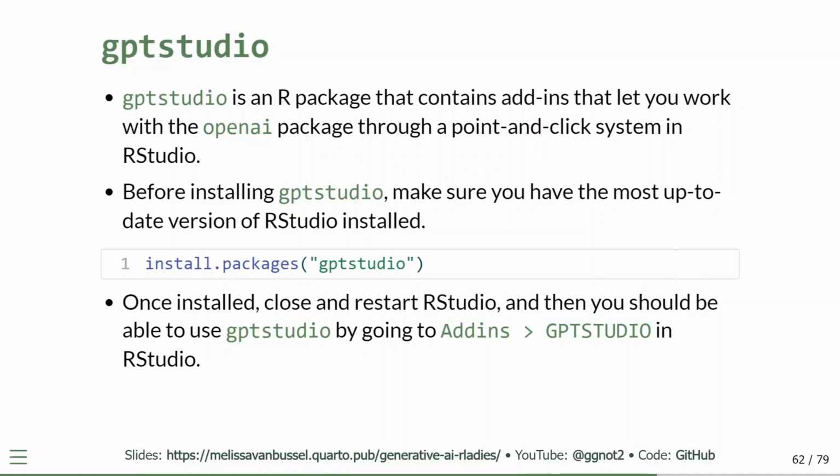Next, we'll talk about gptstudio, which is an R package that contains add-ins that let you work with the OpenAI package using a point-and-click system in RStudio. You'll need to install the gptstudio package, but before you do that, just make sure that you have the most up-to-date version of RStudio installed.